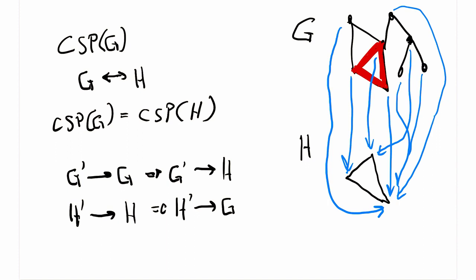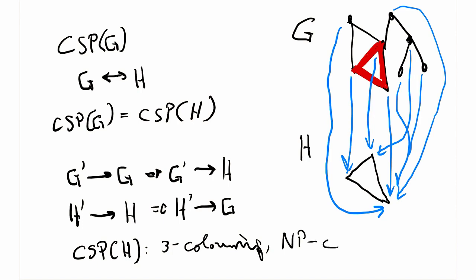What do we learn from this? Well, we already know CSP of H. In our example, for this graph H, it's the 3-colorability problem, which is well known to be NP complete. So, as a consequence, CSP of G is also NP complete.